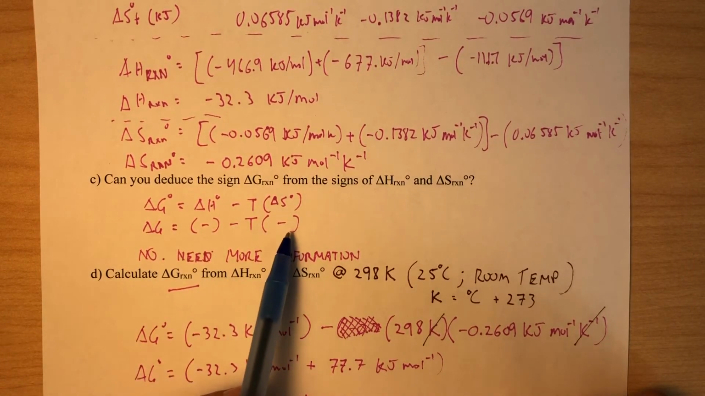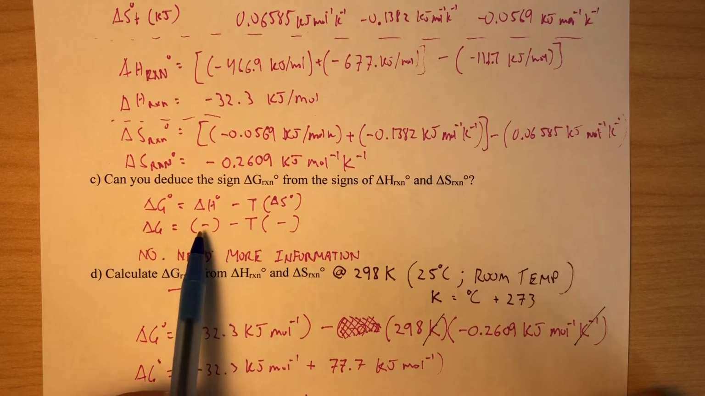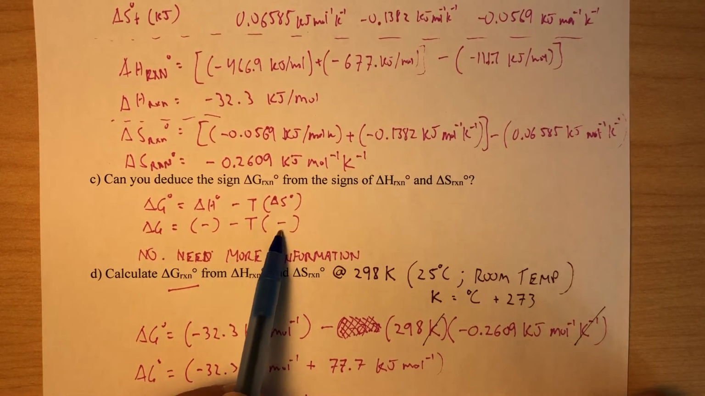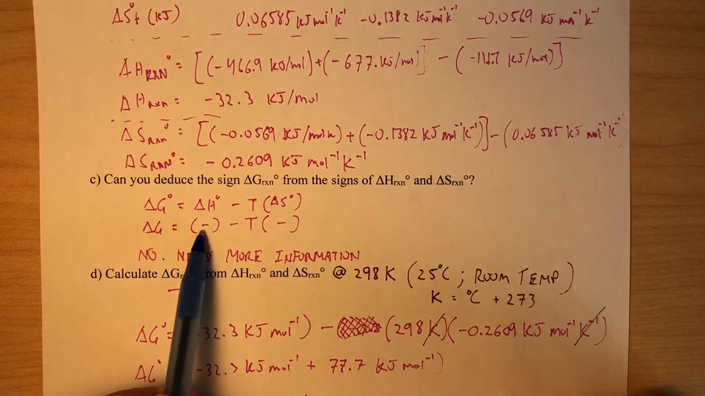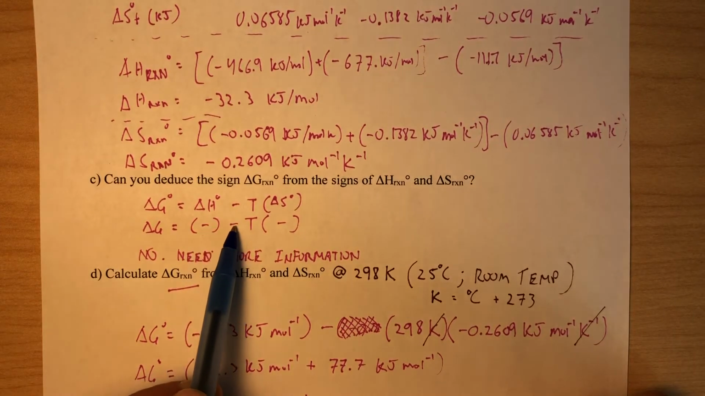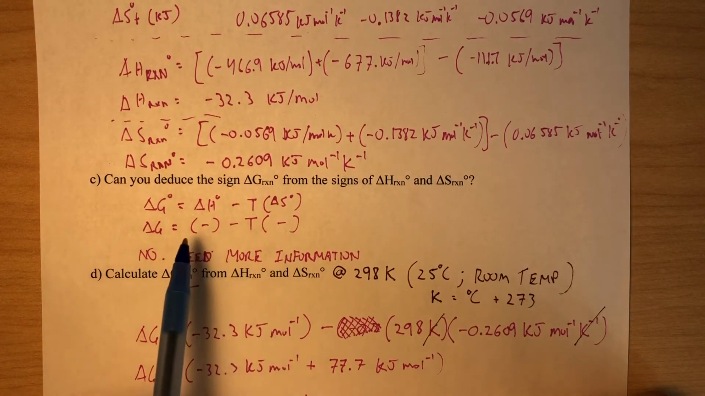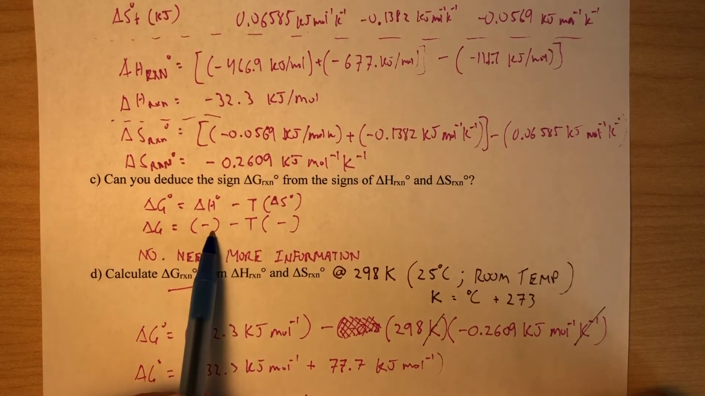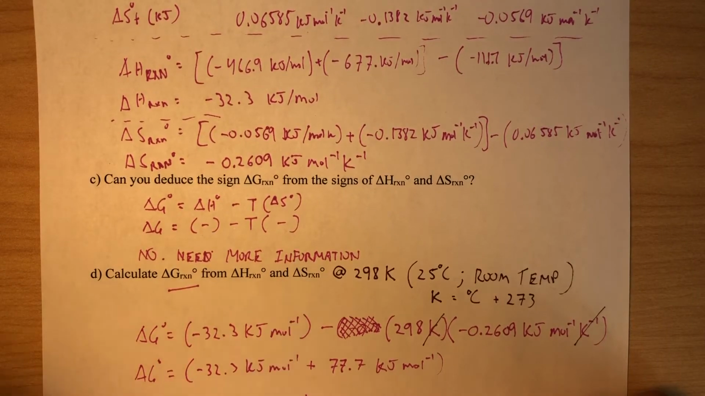The situation where we have an increase in disorder, if this were positive, that would be a negative minus a positive, which is always negative. If we had an endothermic reaction, that would be a positive here, and a positive minus a negative is always positive. But this is one of those situations that is mismatched, and we need more information.